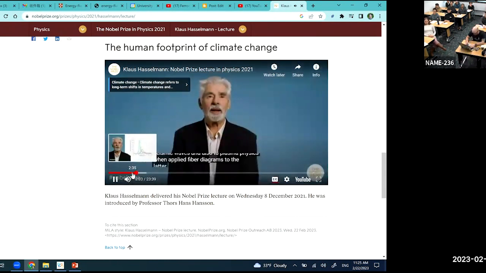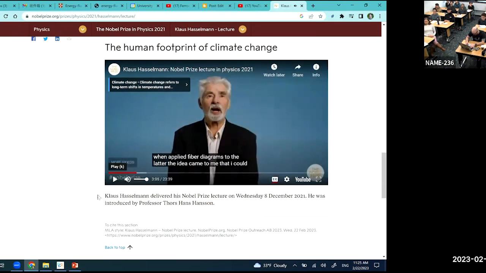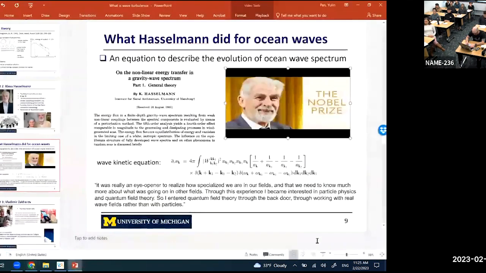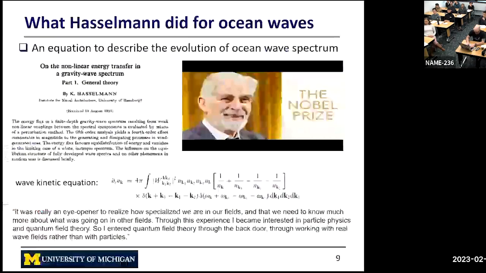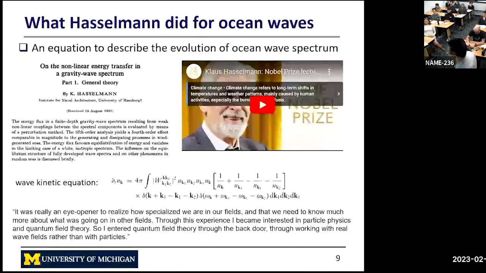And his contribution is actually the development of this equation, which tells us how the wave energy is transferred among different modes. And if you look at today's wave modeling computer code, there's WaveWatch 3 and there's SWAN, and all they implement is actually this term as a nonlinear energy transfer in the ocean wave field. And then Hasselmann talked about that.